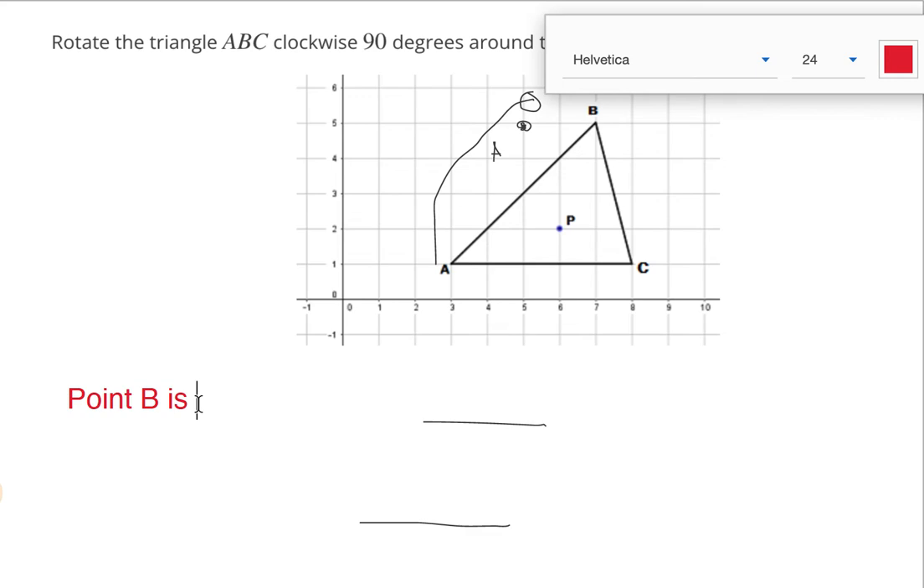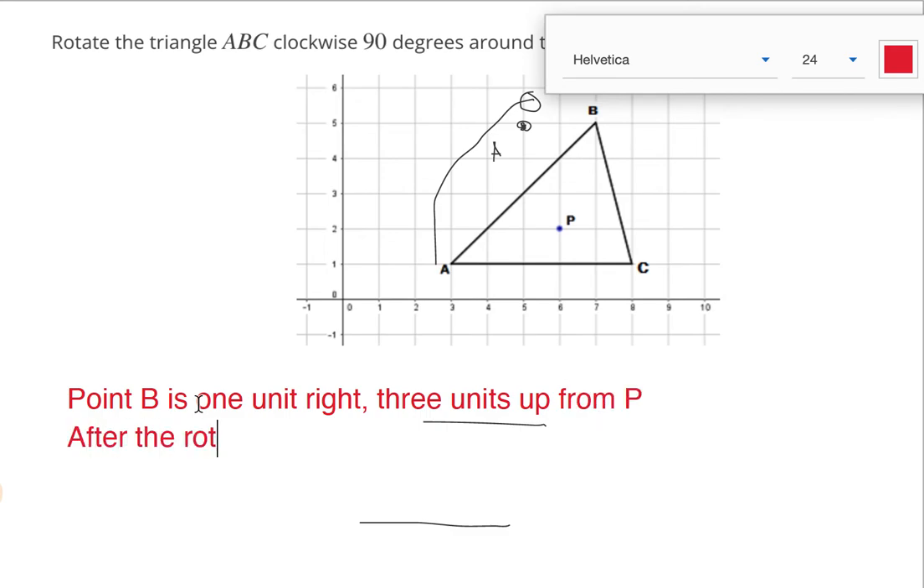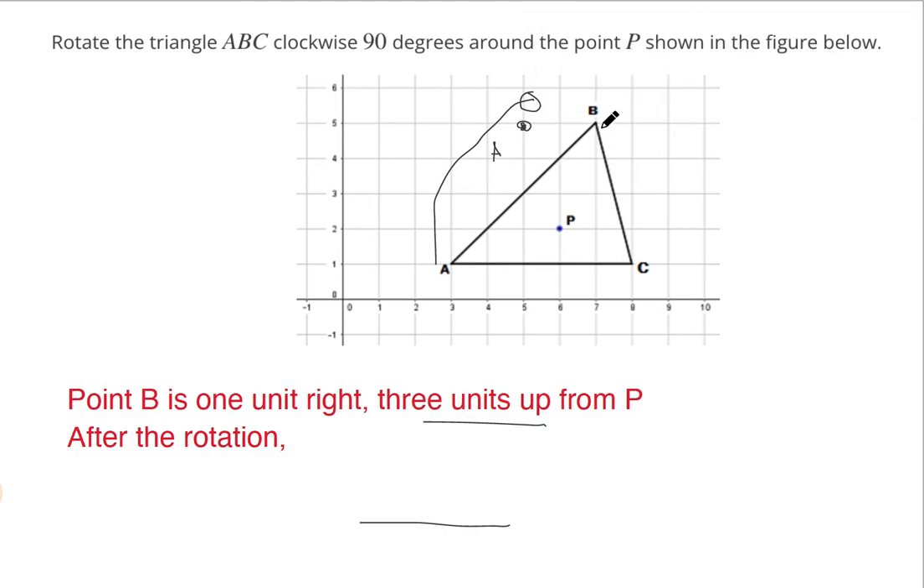For B, let's do B. Point B is 1 unit right, and 1, 2, 3 units up from point P. So after the rotation, remember the x and the y distances switch. We were going 1 unit right. That's on the x-axis. So now we should be going 1 unit up or down. And it's going to be down because, again, we're doing a 90-degree rotation going clockwise. So we should be a little bit below P.